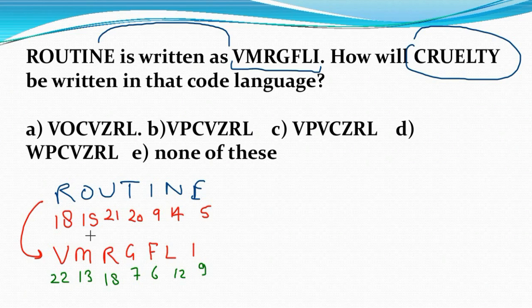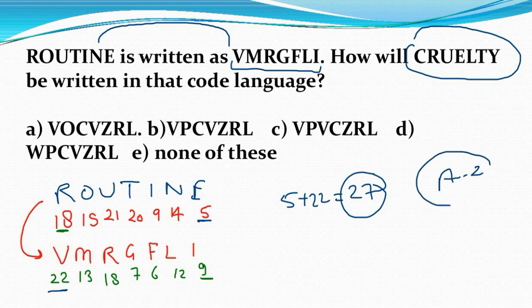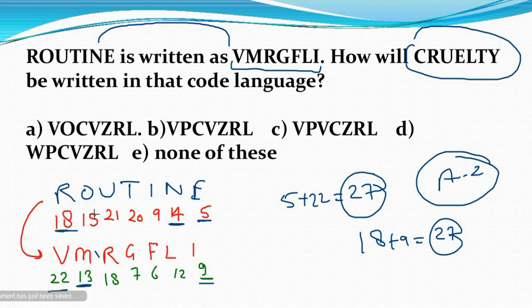Clear? In this question, the pattern is 18 and 9. But how do you observe it? See, 5 and 22: 5 plus 22 is 27, and 27 means the opposite alphabet. Here 18 and 9, 18 plus 9 will be 27, and 27 means this is the opposite letter. Here we check 14 and 13: 14 plus 13 will be 27. And 15 and 12: the sum of 15 and 12 will be 27, and 9 and 18 will also be 27, and 21 and 6 will be 27, and 20 and 7 will be 27.